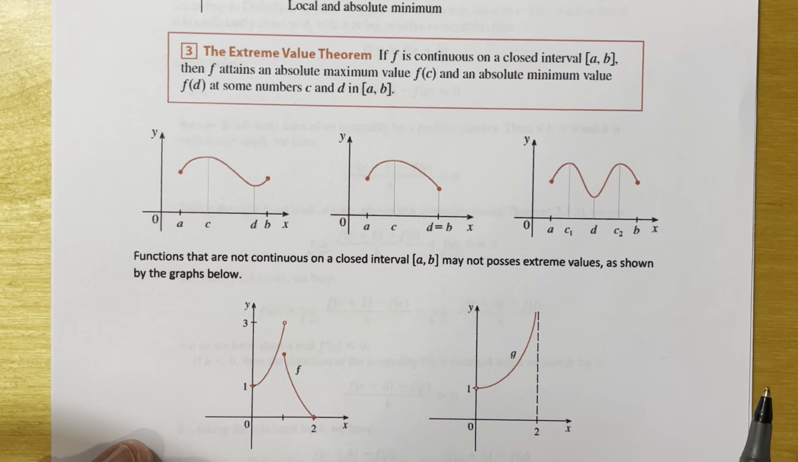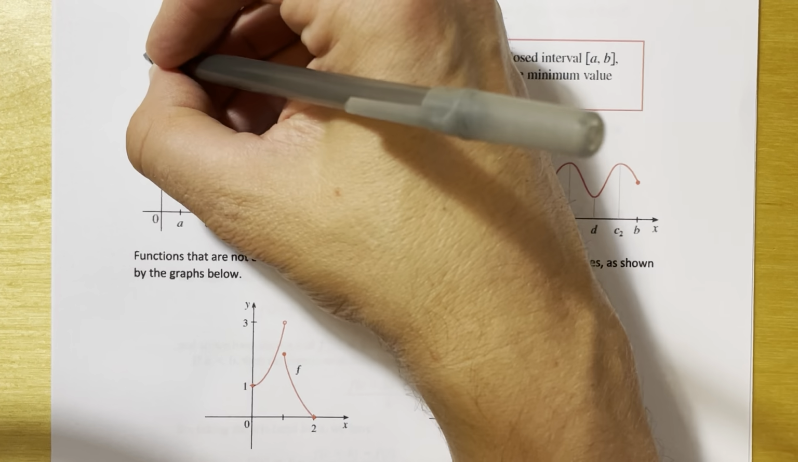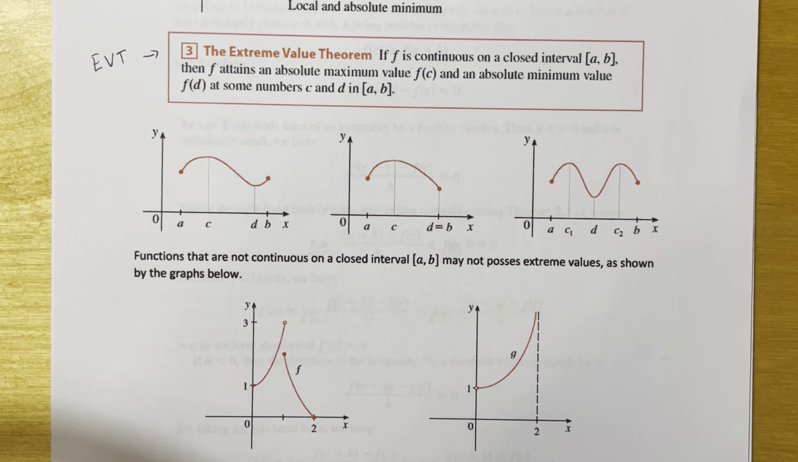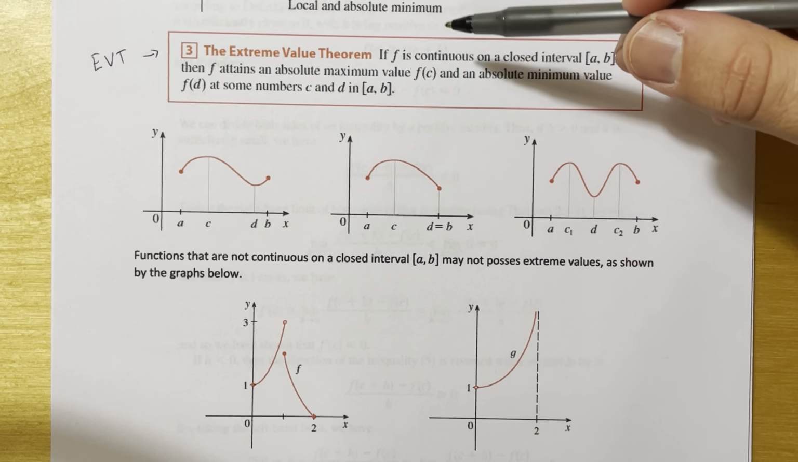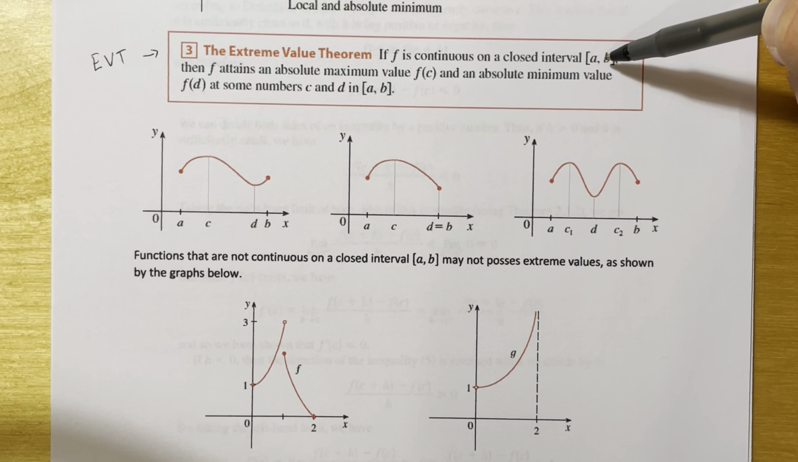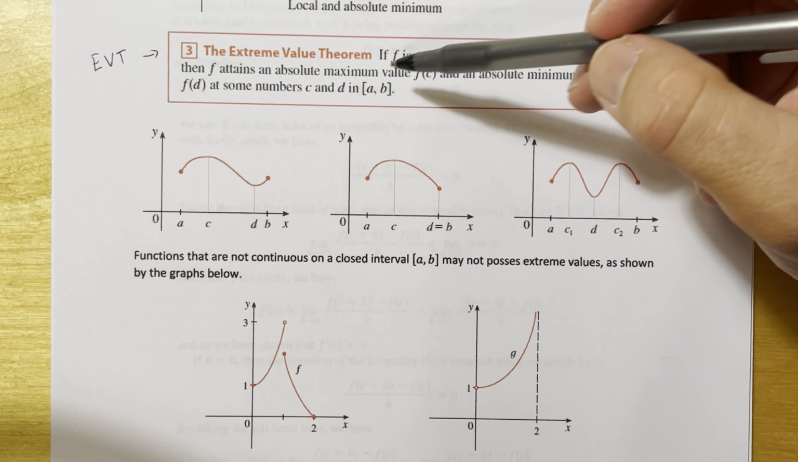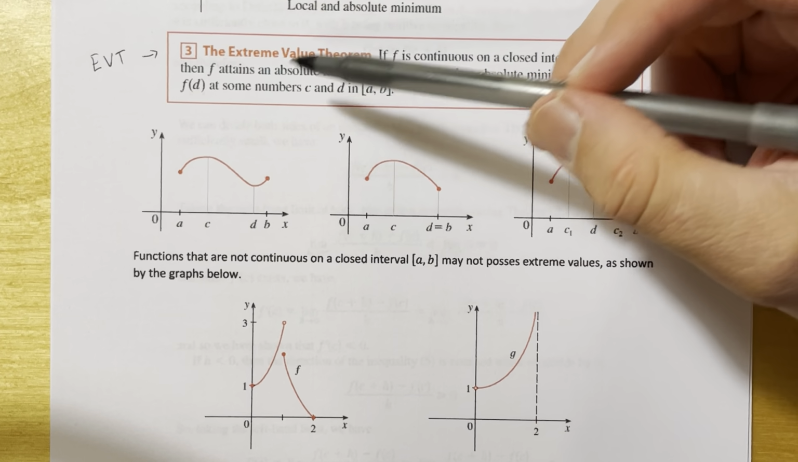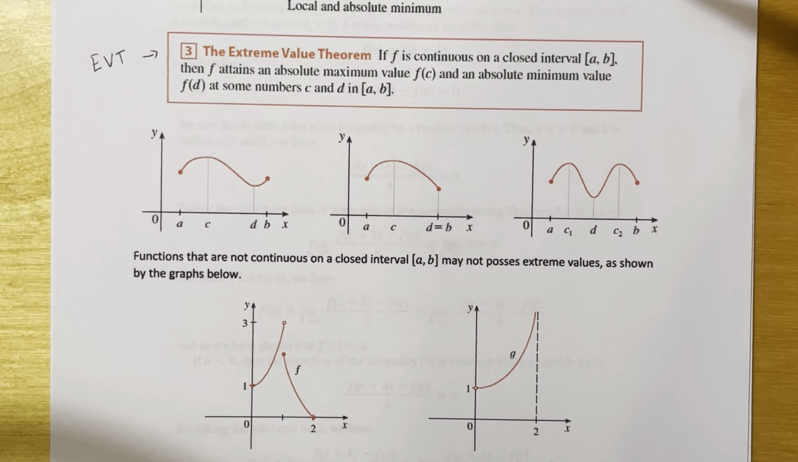Okay, so now that we've gotten some of that terminology under our belts, let's talk about the extreme value theorem. We sometimes refer to this as the EVT for short. The extreme value theorem is an extremely important theorem in calculus because it's what guarantees that we can optimize certain types of functions. And here's what it says. If f is a continuous function on a closed interval [a, b], then f attains an absolute maximum value, f(c), and an absolute minimum value, f(d), at some numbers c and d in that interval.